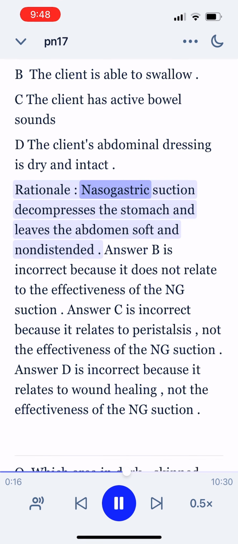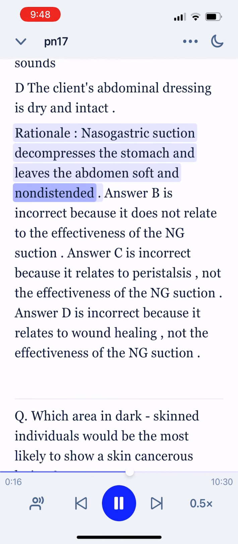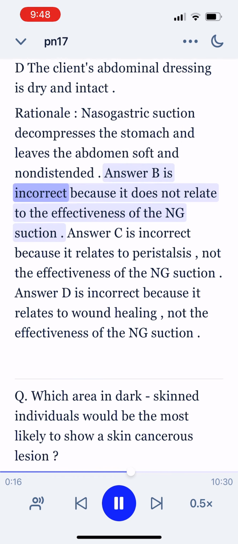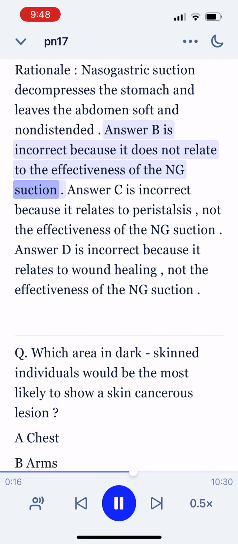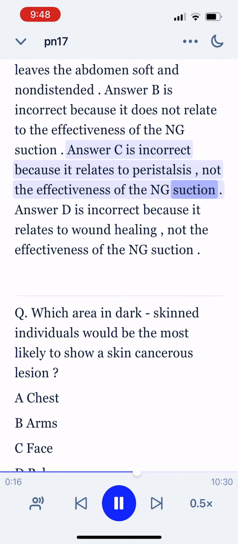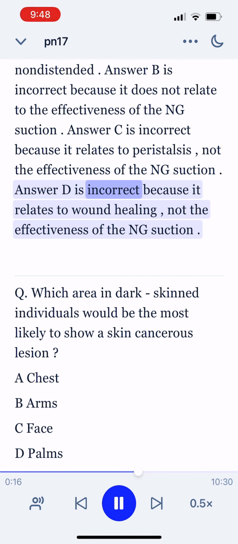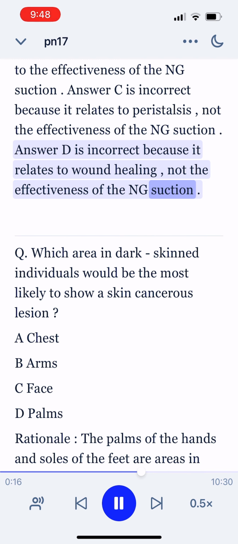Rationale: Nasogastric suction decompresses the stomach and leaves the abdomen soft and non-distended. Answer B is incorrect because it does not relate to the effectiveness of the NG suction. Answer C is incorrect because it relates to peristalsis, not the effectiveness of the NG suction. Answer D is incorrect because it relates to wound healing, not the effectiveness of the NG suction.